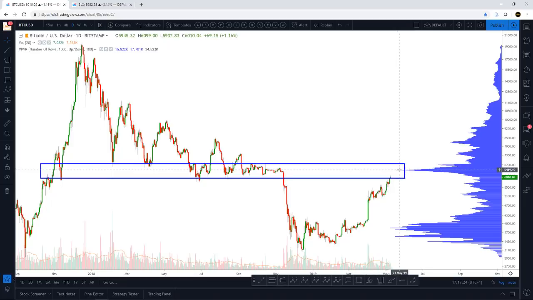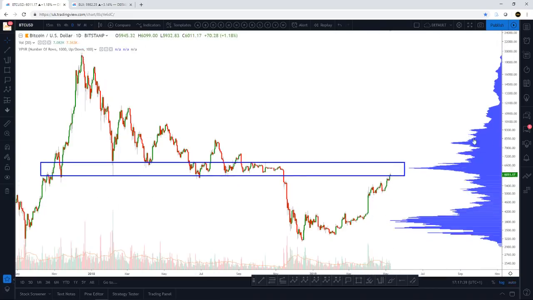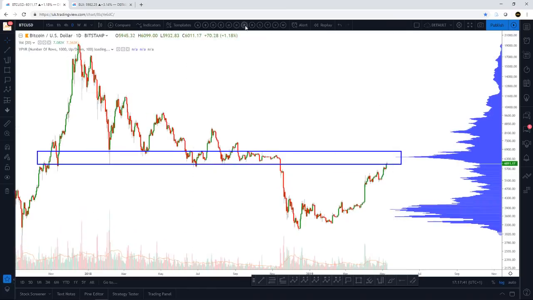So that's typically in the middle of your block of orders, essentially. That's how I've marked out these levels. And you can see right now price has come up to the bottom of this block. All right, so we can take off the volume for the time being.